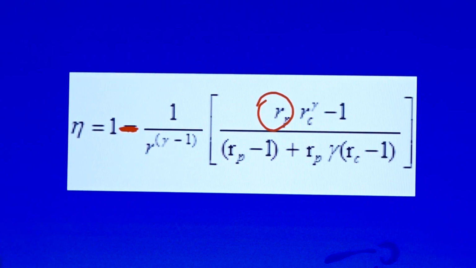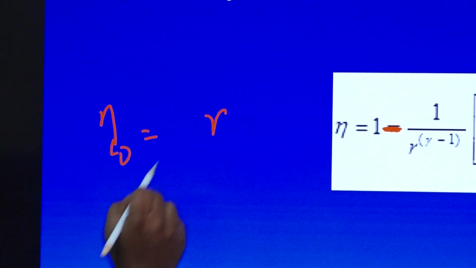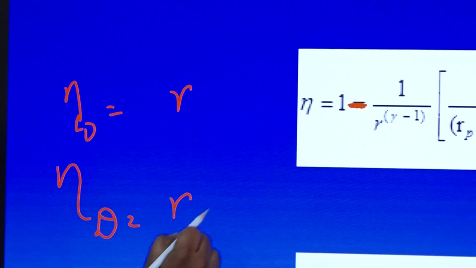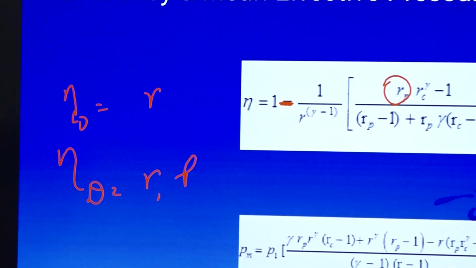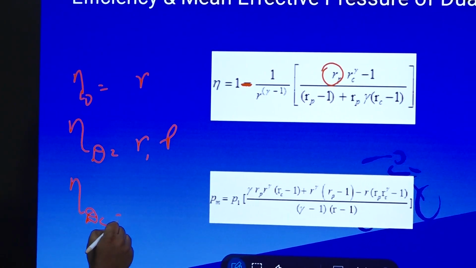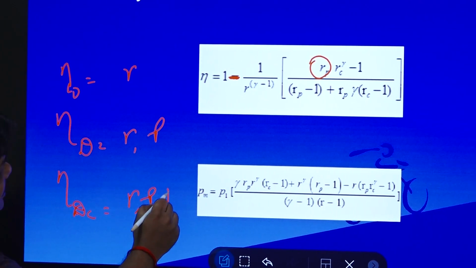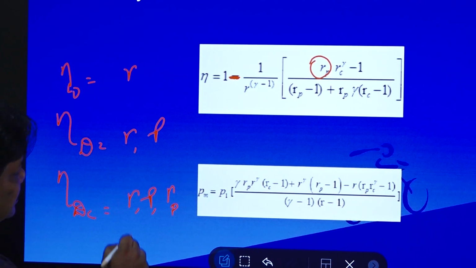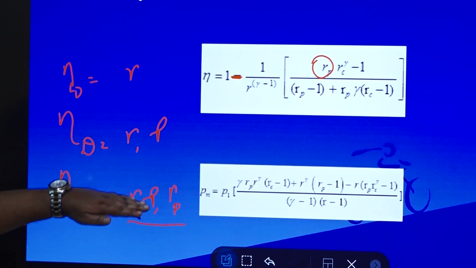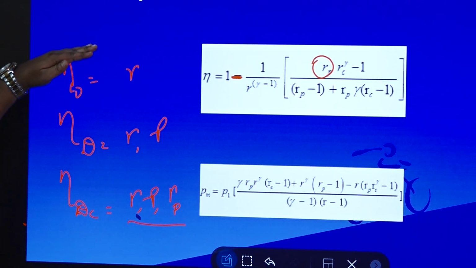In case of the Otto cycle, you have only r, the compression ratio. In case of the diesel cycle, you have the compression ratio and the cutoff ratio. In case of this dual combustion cycle, you have r, rho, as well as the pressure ratio. Okay, so these are the things which are added. Based on this, you have to compare this dual cycle with the diesel and Otto cycles.